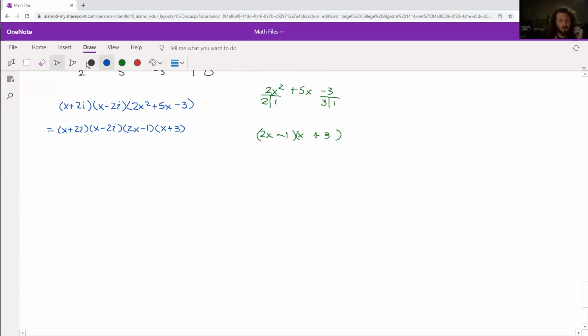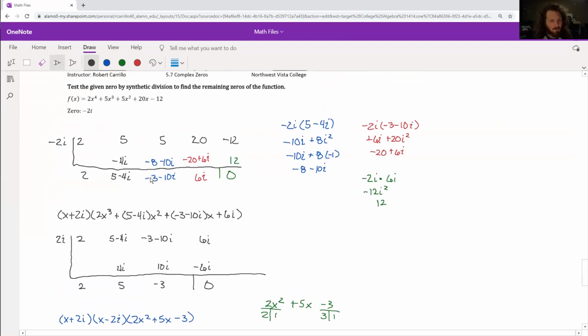Okay, so then we just want to list what our zeros are. Our complete list of zeros is as follows. We've got negative 2i, 2i, 2x minus 1 gives 1/2 as a zero, and negative 3 is our other zero. And each of these has multiplicity of 1. All right. Was that everything it asked for?